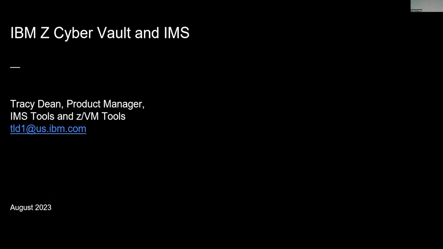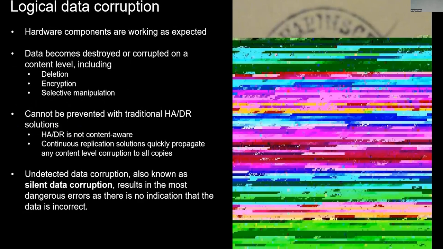So I'm going to give you enough background on Cyber Vault to help you understand the context. I'm also going to tell you what it's not, because it's most important to understand what Cyber Vault is not versus what it is as well. So let's start with what we're focused on. We're focused on logical data corruption. And so what does that really mean? What that means is the hardware components are working as expected, right? Everything is up and running. This is not flipping over to a DR site because you had a hardware failure or a site failure. This is about logical data corruption, where the data becomes destroyed or corrupted at the content level, right? And so somebody's deleting things, somebody's encrypting things that aren't supposed to be encrypted, somebody's selectively manipulating things.